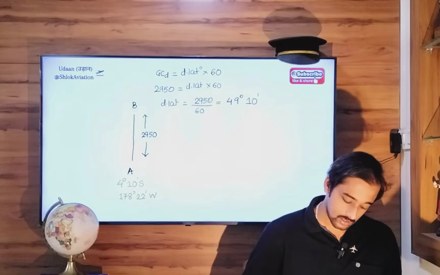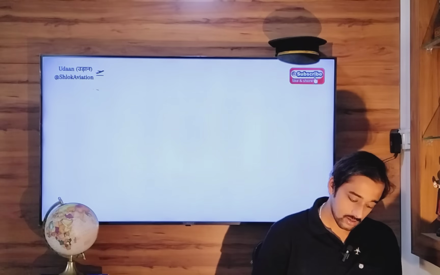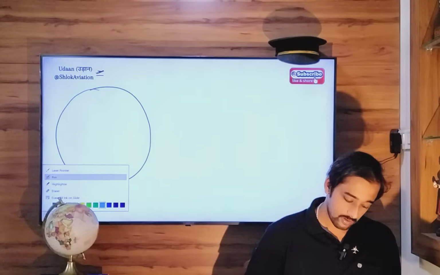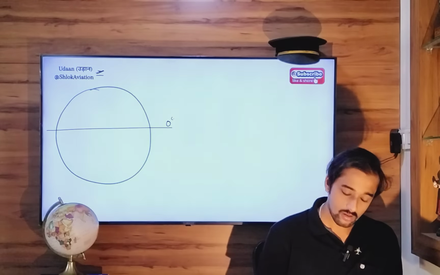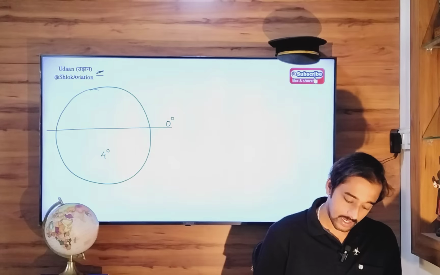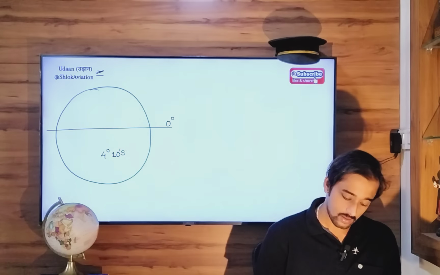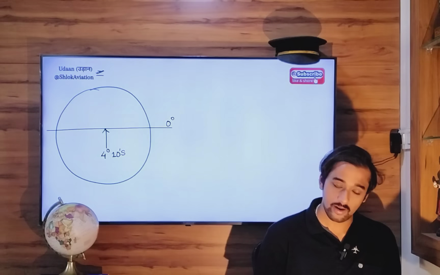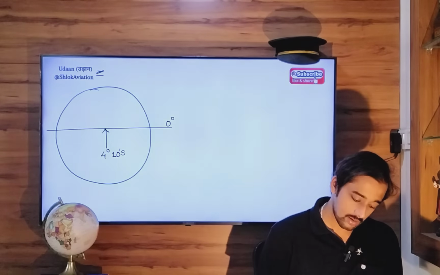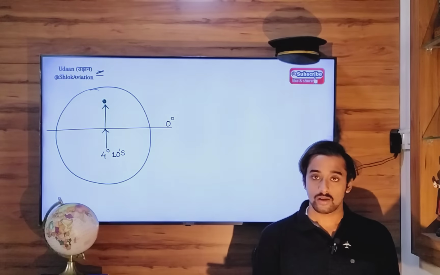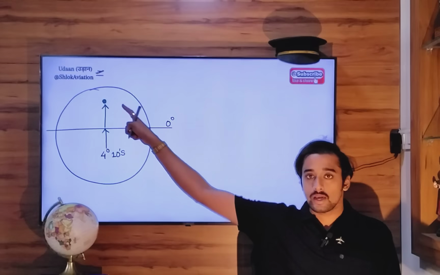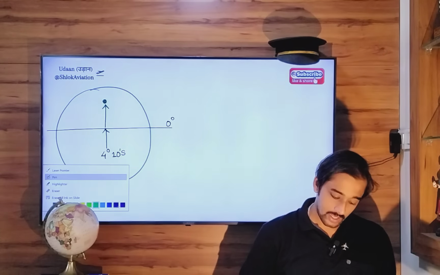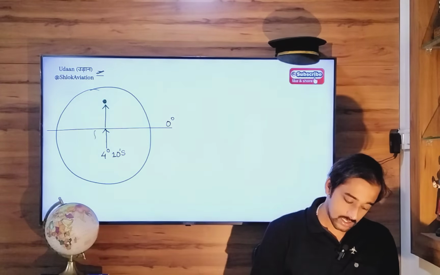Now let's draw the earth. This is your earth. This is the equator. Your initial latitude is 4 degree 10 minutes south. You're flying north, cross the equator and enter the northern hemisphere over here. Okay, so what will be your new latitude? The difference between the equator and 4 degree 10 minutes south is 4 degree 10 minutes.